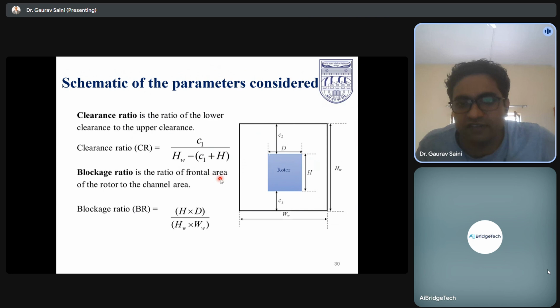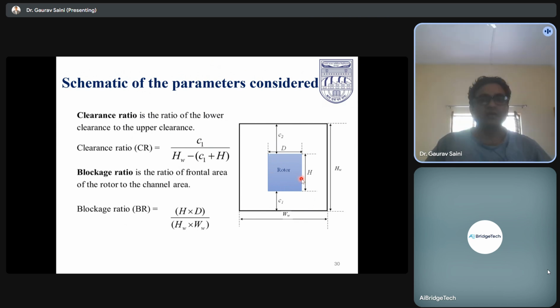The blockage ratio is how much of the total area of the canal is occupied by the rotor. This is governed by the blockage ratio. H times D is the area of the rotor, and SW times WW is the area of the channel or the canal.